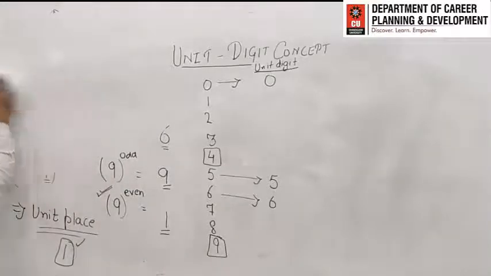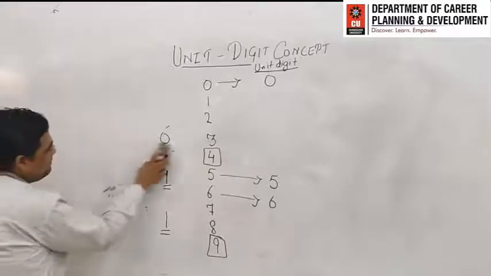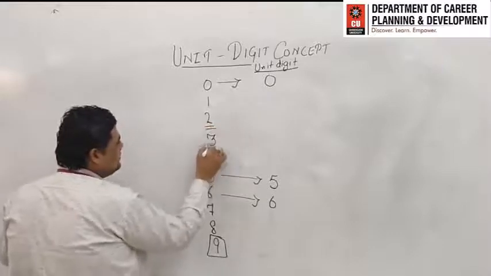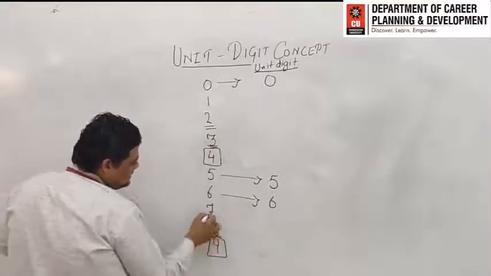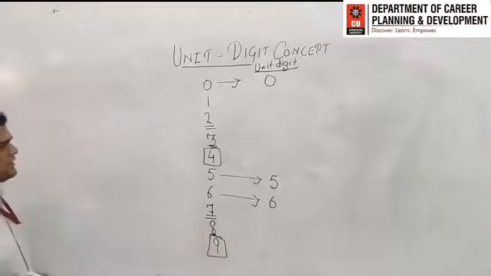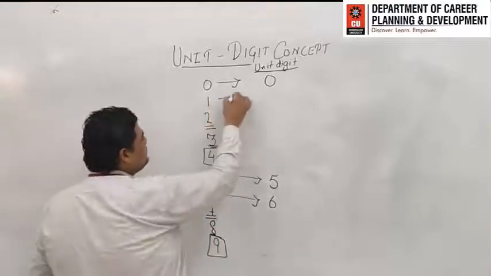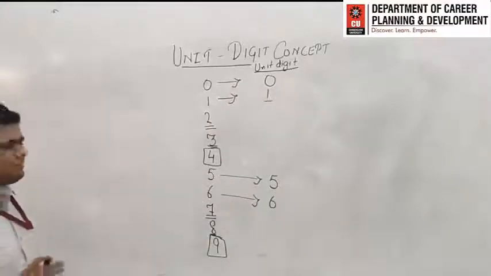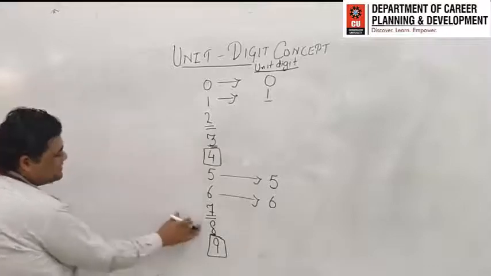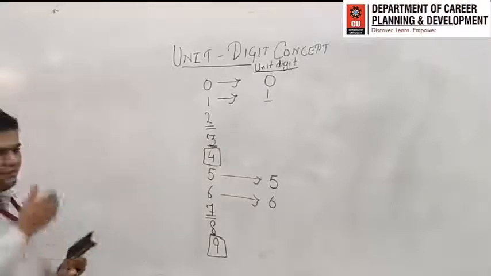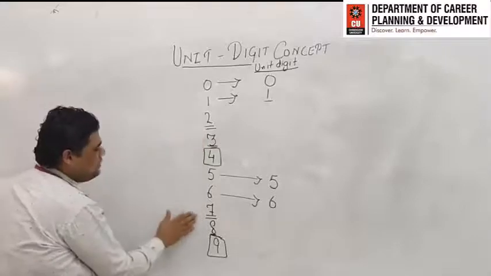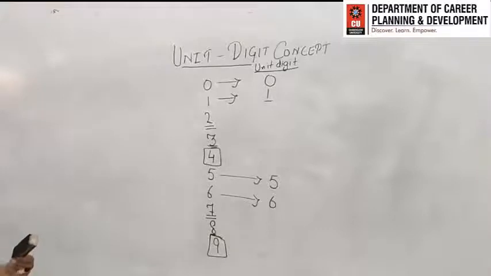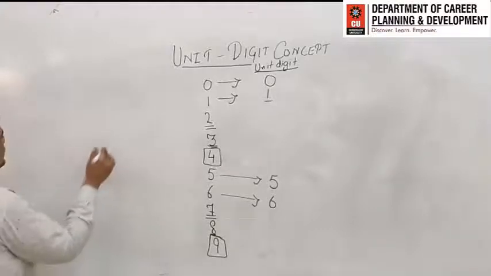Okay? So next let us see the other values, that is, whenever the unit place ends with 2, 3, 7 and 8. For 1 also, the number will always end with 1. So for 2, 3, 7 and 8, whenever the unit place is either 2, 3, 7 or 8, it will repeat after a cycle of 4. Let's see one by one.